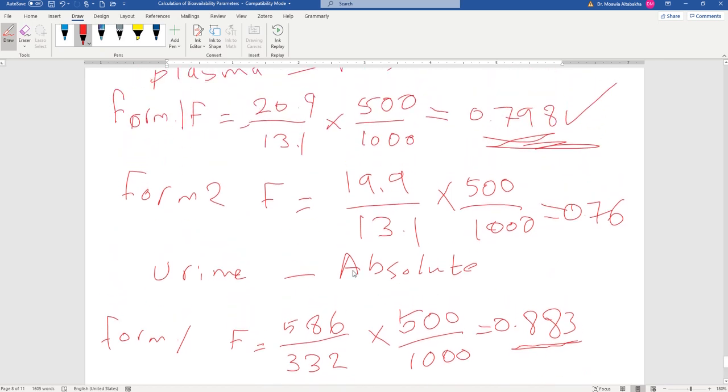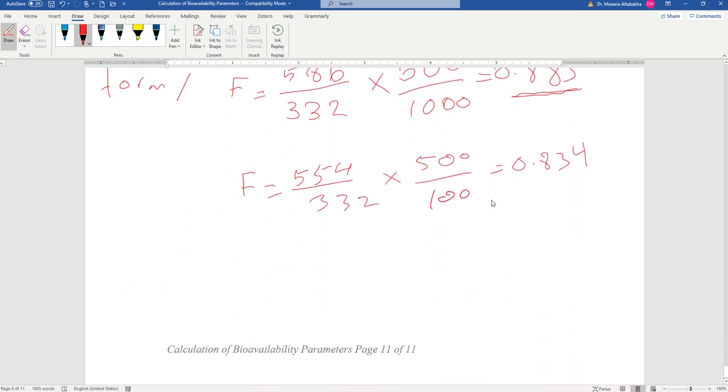Which is more reliable? Of course the AUC is more reliable. Why is it more reliable? The reason is that AUC comes directly after the absorption, number one, and you are looking at all the concentrations. But for urine, part of what comes into the systemic circulation goes to urine, so I'm looking at only part of what goes out. There is another part, which is metabolism, which I'm not looking at.